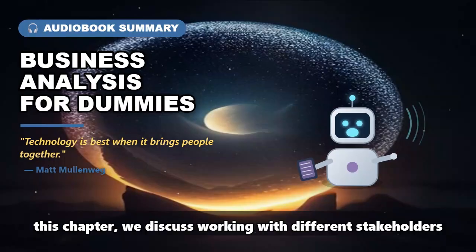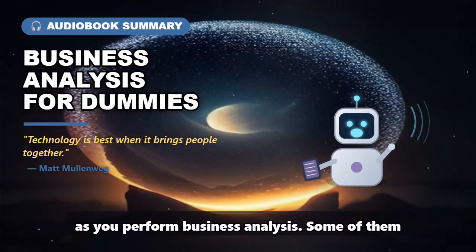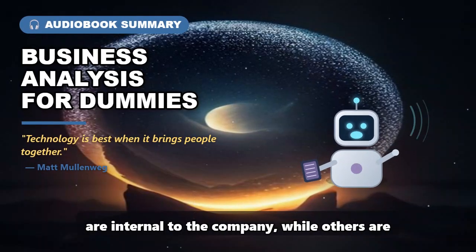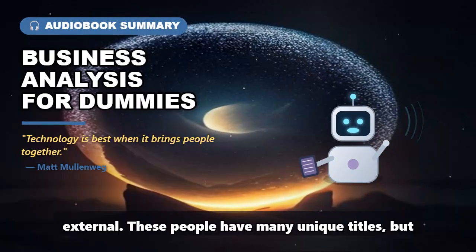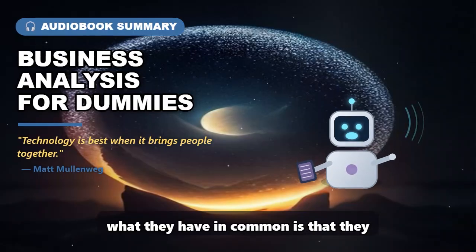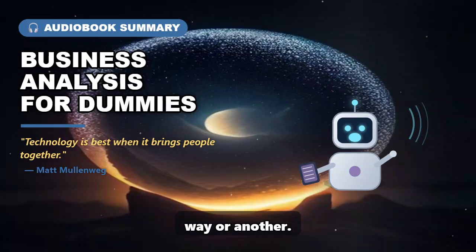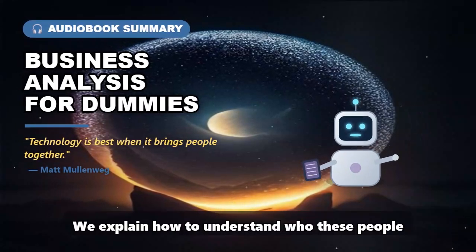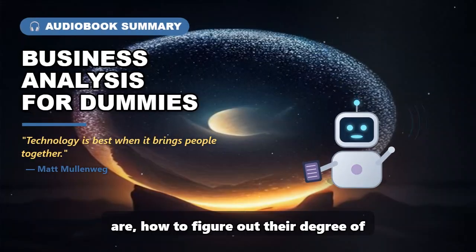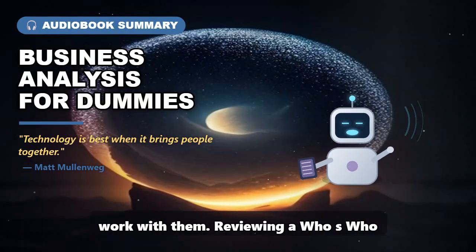In this chapter, we discuss working with different stakeholders as you perform business analysis. Some of them are internal to the company, while others are external. These people have many unique titles, but what they have in common is that they are all relevant to the project in one way or another. We explain how to understand who these people are, how to figure out their degree of involvement in the project, and how to best work with them.